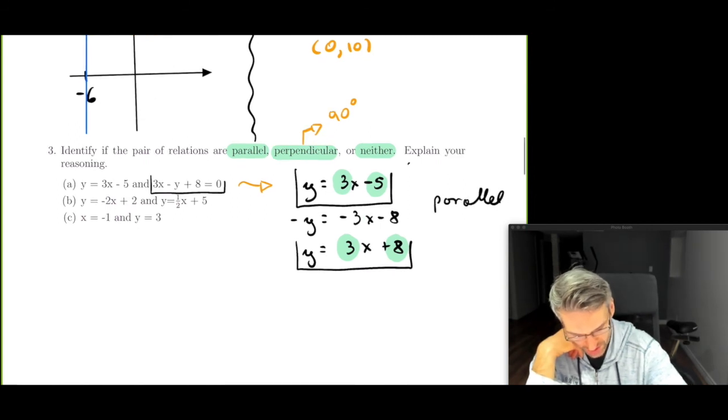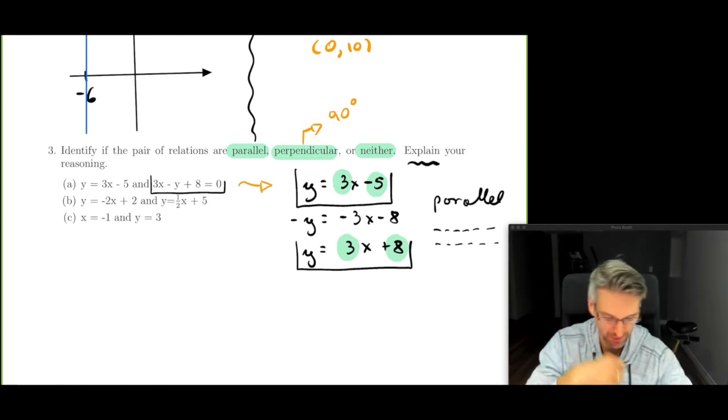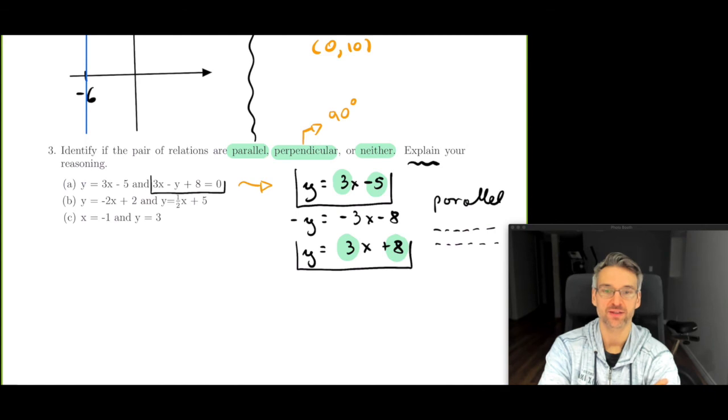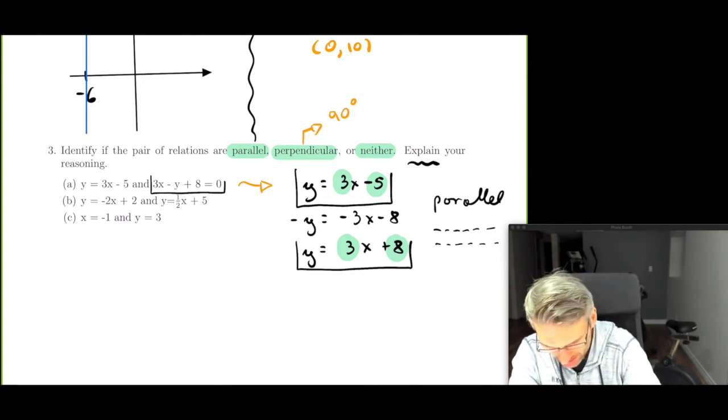If you had to explain, you would actually have to write here for your teacher or whoever might be marking this that they are parallel because they have the exact same slope, but they have a different y-intercept. So that would be for part A. Now for part B, our next one, luckily, I'll change color, this one is actually already in the nice y-intercept form here.